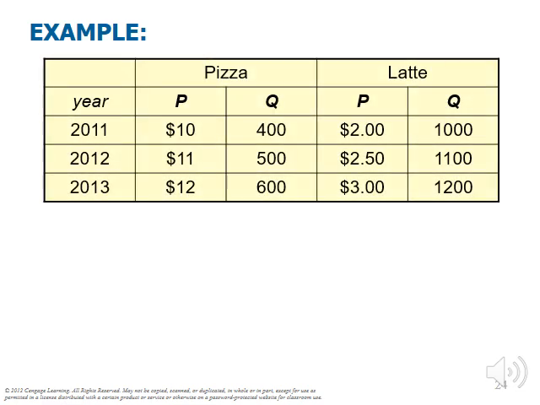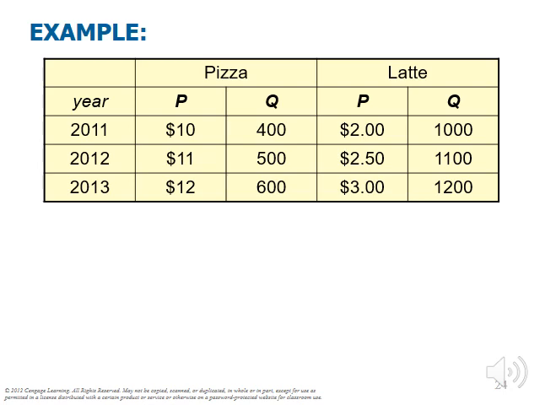The output of pizza was 400 units of pizza in 2011, 500 units of pizza in 2012, 600 units of pizza in 2013. We need to calculate the value of pizza, and so we're going to need to know the price of pizza. In 2011, the price of pizza was $10. As we move into 2012, the price of pizza goes up to $11, and in 2013, it goes up again to $12. Notice that the price of pizza has been rising.